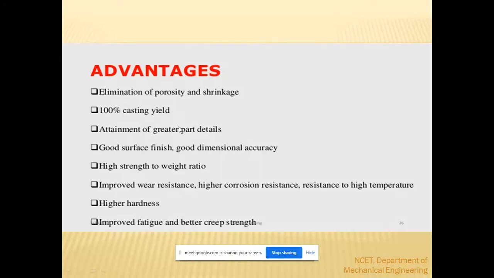What are the advantages of this one? The advantages of stir casting: elimination of porosity and shrinkage, because we know that when you pour a material into a mold cavity, there are defects called shrinkage and porosity, which are going to be eliminated. 100% cast steel, no wastage, all those things. Attainment of greater part details, which means we can achieve greater dimensional accuracy and good tolerance, right? Good surface finishing, high strength to weight ratio, improved wear resistance. If you want to improve the wear resistance, we can go for different MMC, right? And these are some other parameters.